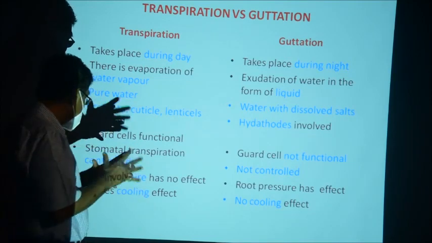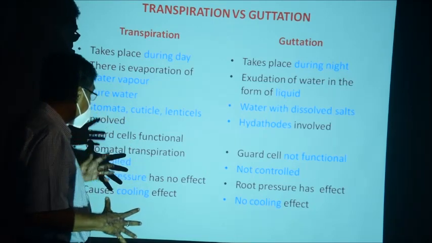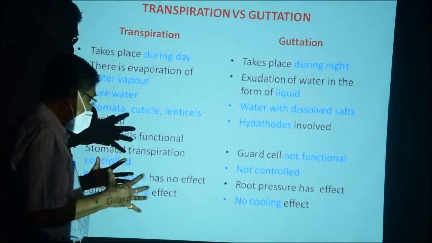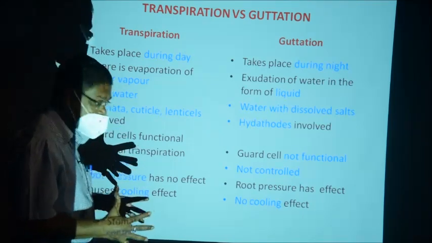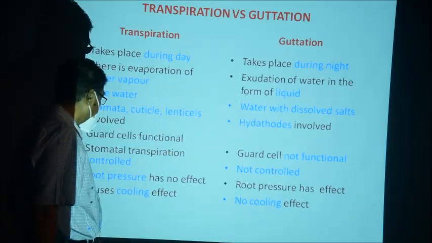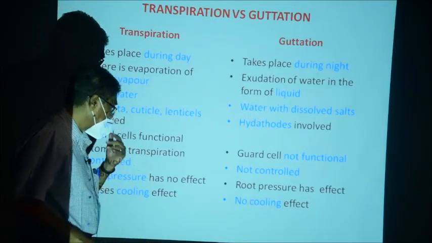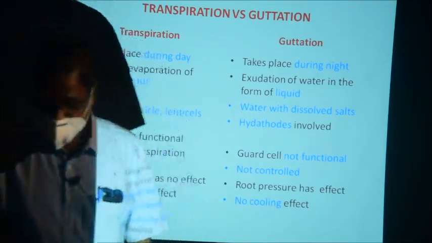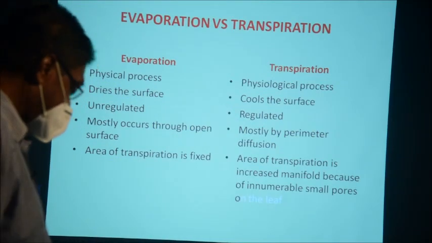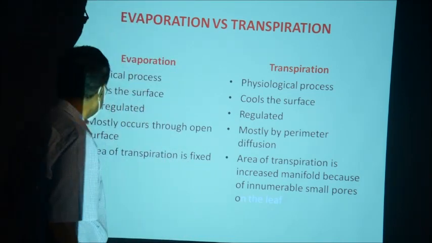Guard cells are functional in transpiration. In guttation, they are not functional. The stomatal transpiration is controlled, whereas guttation is not controlled. Root pressure has no effect on cooling, whereas transpiration causes cooling.